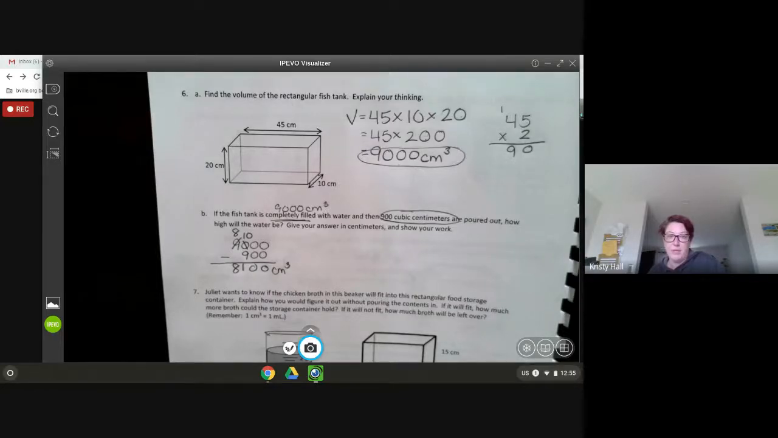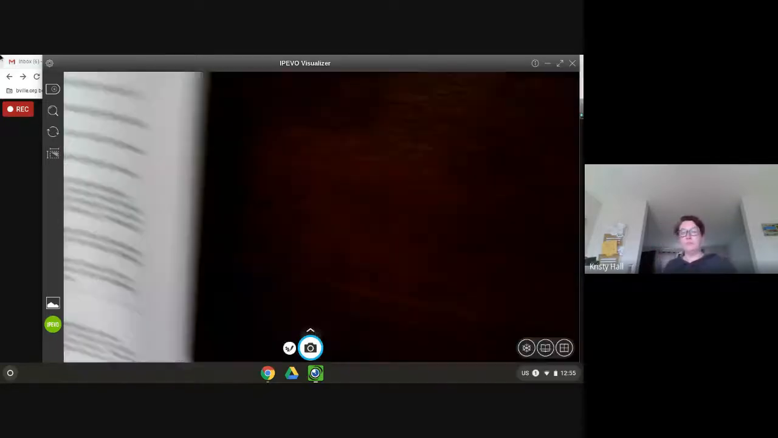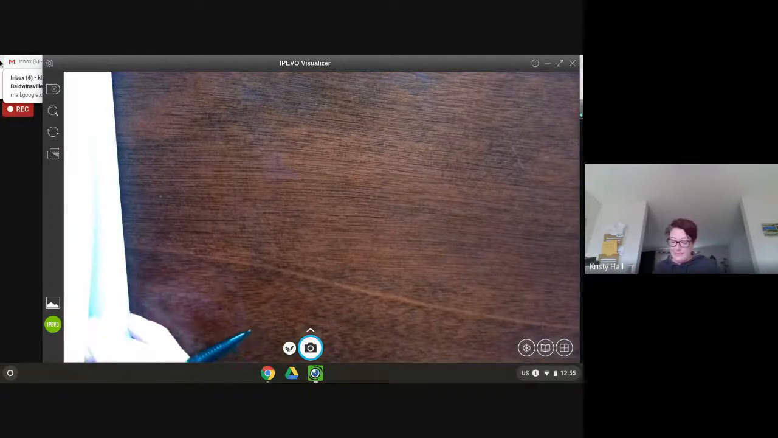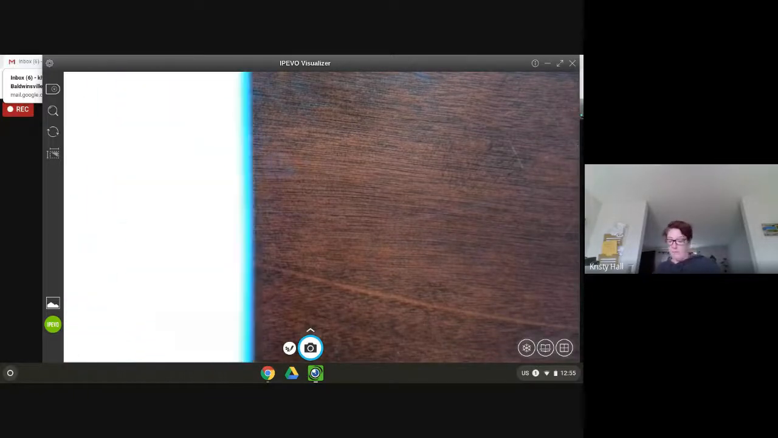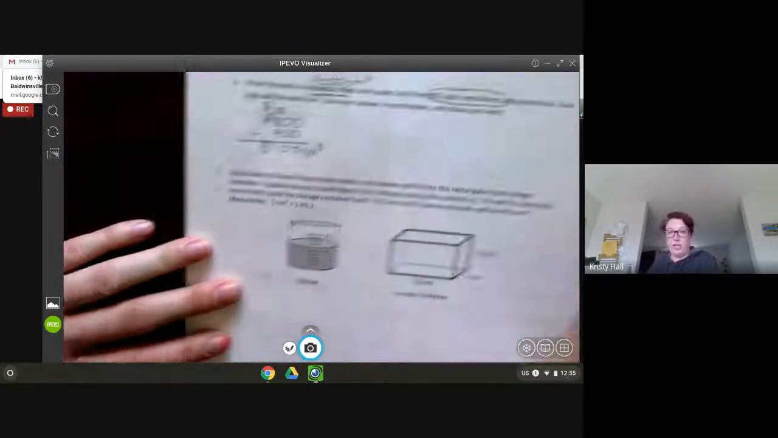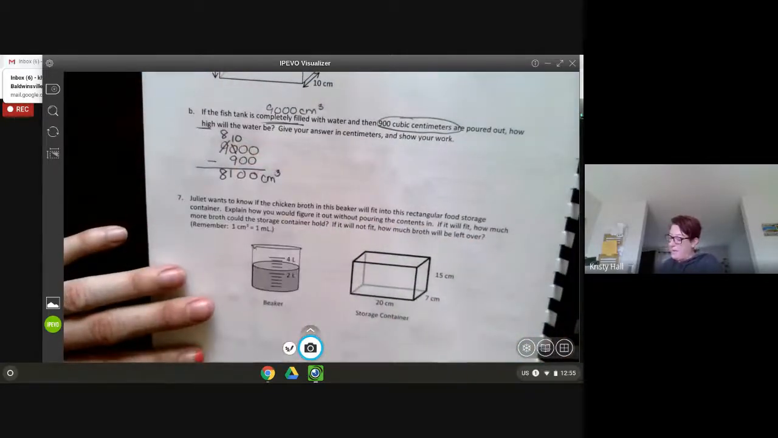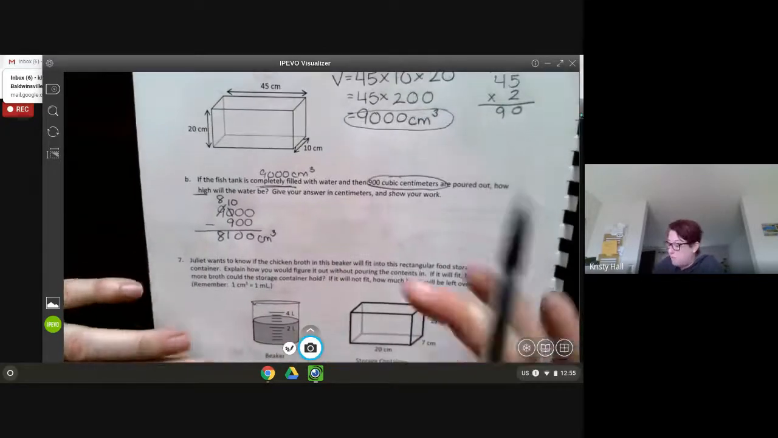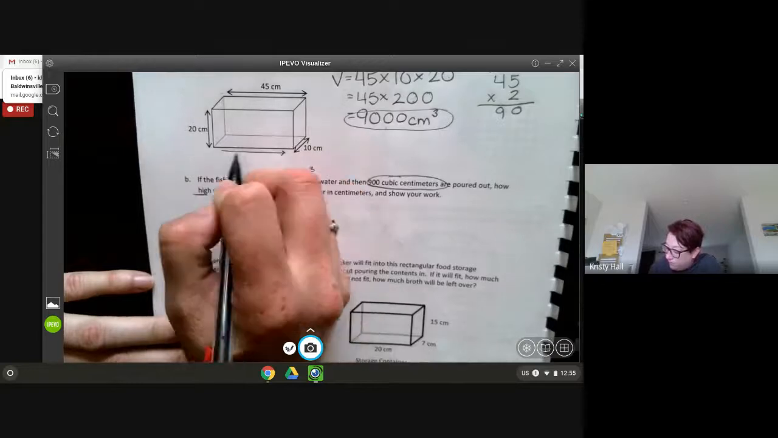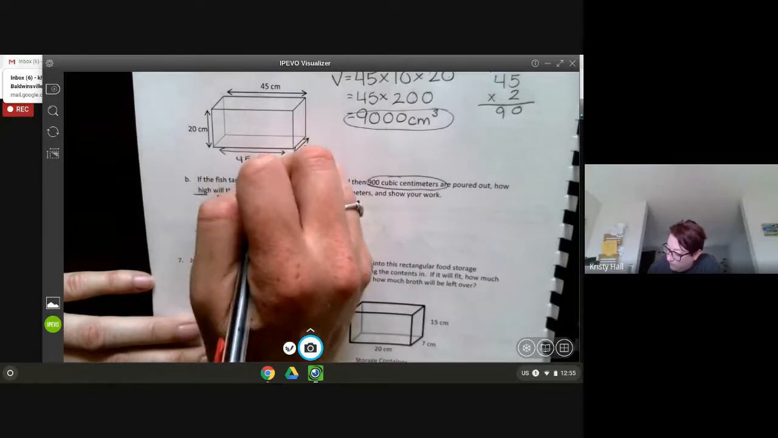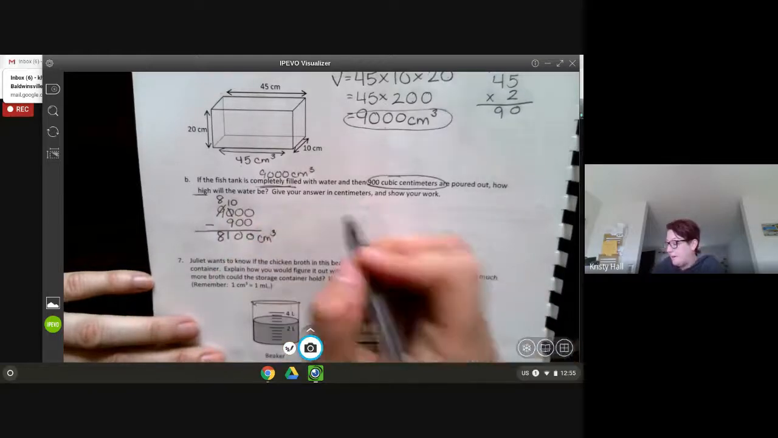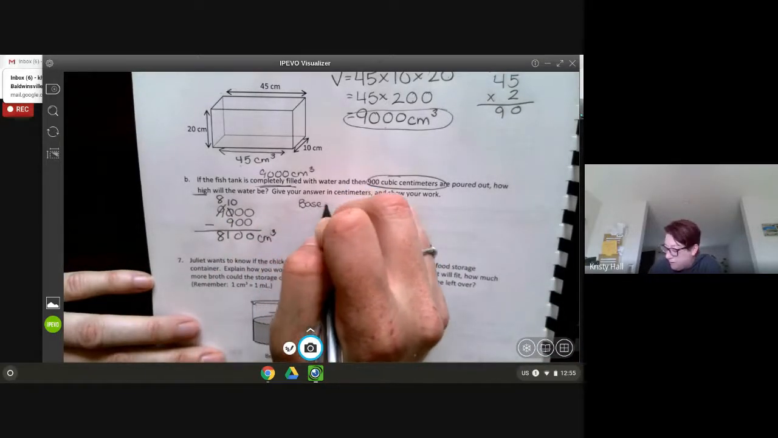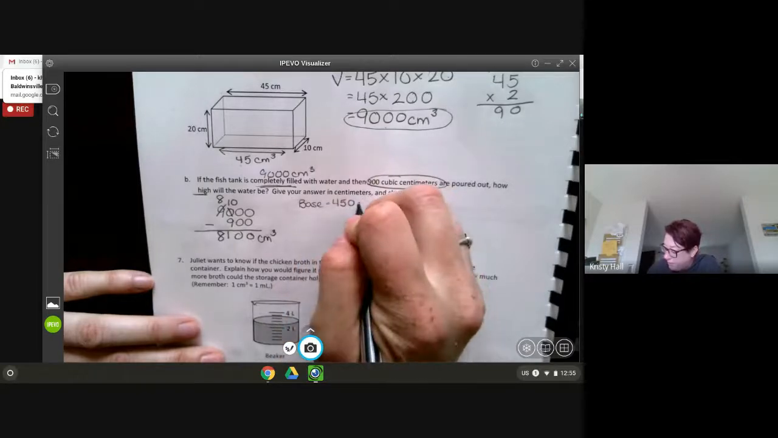So that is problem number 6. Finding the volume, the total volume, and then removing some of the water. So we're subtracting. So those are the problems that you worked through today. Oh, I'm sorry. I didn't finish that question. It wants to know how high the water will be. So I have to think about the base of the fish tank. So the base of the fish tank is 45 times 10. So the base is 450 centimeters.